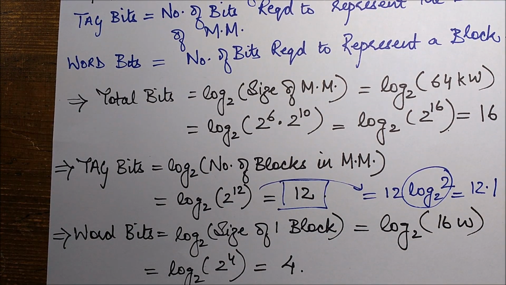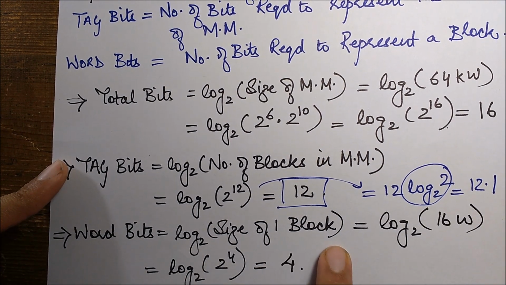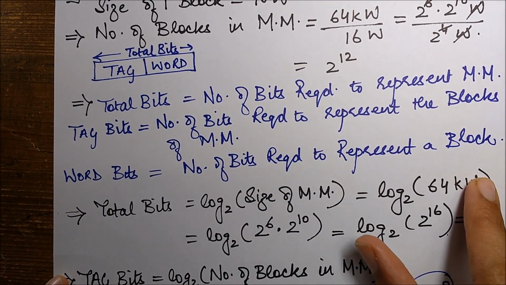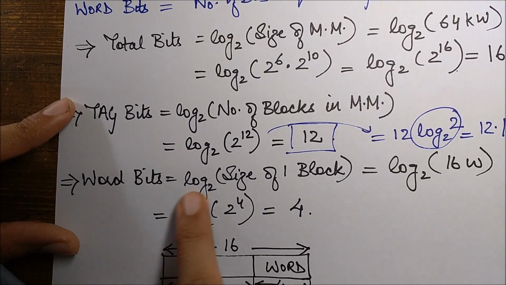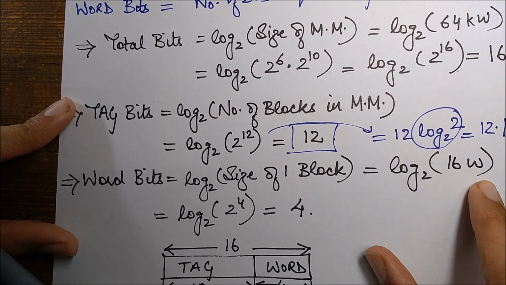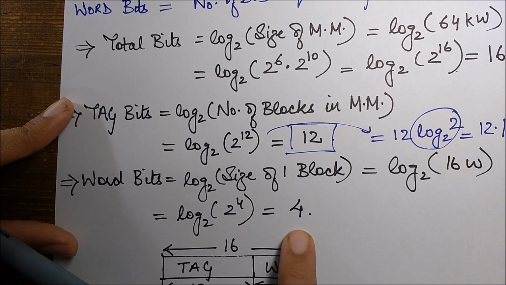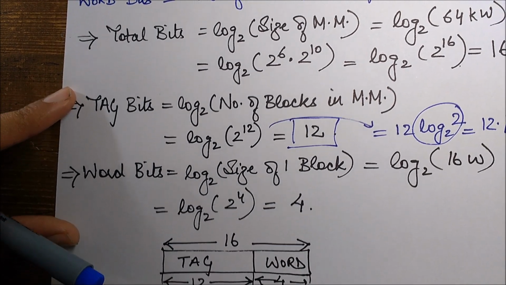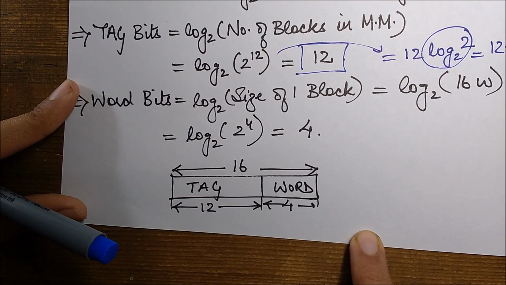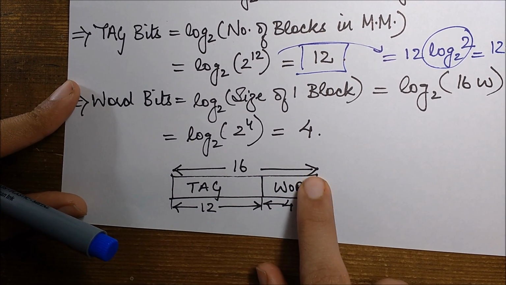Right? And next, when we find the word bits, the word bits will be equal to log 2 of the size of one block, because word bits represent the number of bits required to represent a block. So the word bits equal log 2 of the size of one block, which is log 2 of 16 words, which is log 2 of 2 to the power 4, which is equal to 4. So therefore the associative mapping technique's representation is this. We had to find the tag bits and the word bits. So the tag bits are 12 and word bits are 4.